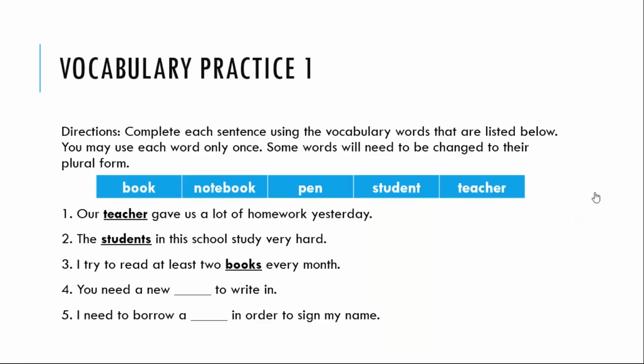We got it. And then the last one, number 5. I need to borrow a blank in order to sign my name. I need to borrow a blank in order to sign my name. And the answer is, very good. There it is. The answer is pen. Excellent, excellent. Very good, guys.